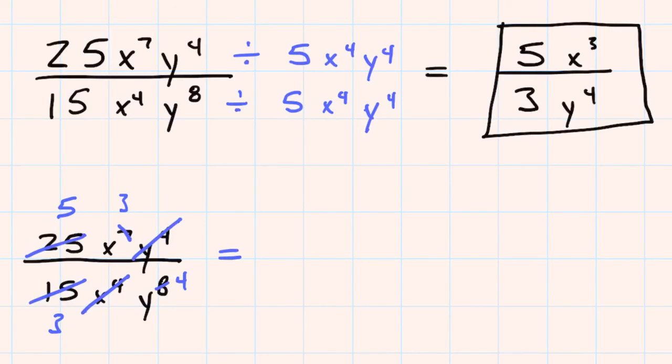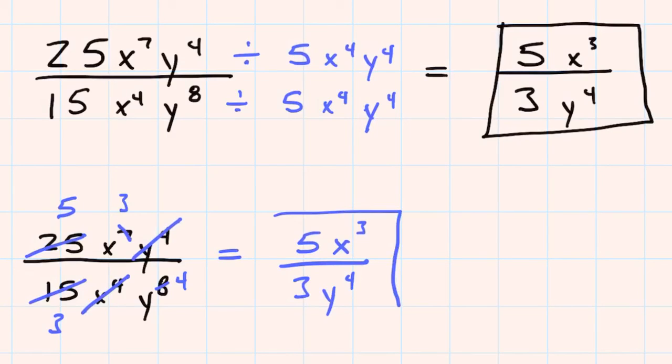And it always ends up where the bigger power is. So because y to the 8th is in the denominator, y to the 4th, when I subtract the exponents, ends up in the denominator as well. And we get the exact same solution.